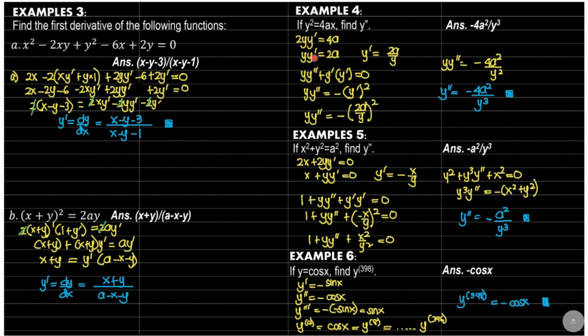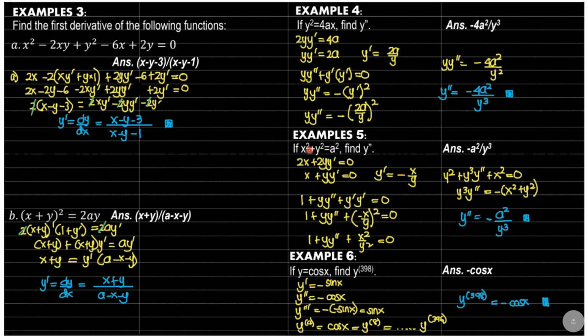Then we proceed, differentiate this, so y double prime first, derivative of second, y double prime, plus second y prime, derivative of first, y prime equals 0. So y double prime equals negative quantity y prime squared, and since y prime is 2a over y, substitute, then y double prime equals negative 4a squared over y squared. Finally, divide everything by y, so y double prime equals negative 4a squared over y cubed.